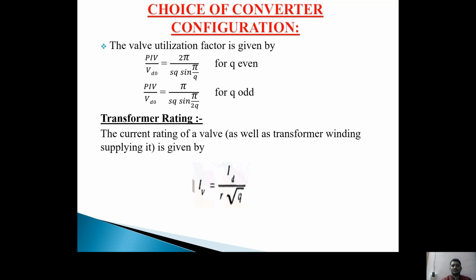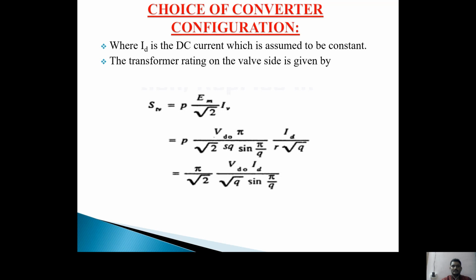Next, coming to the transformer rating, the current rating of a valve is given by Iv = Id/(R√Q), where Id is the DC current, which is assumed to be constant. Then the transformer rating on the valve side is given by Stv = P × (Em/√2) × Id. Rewriting the above equation, it is P × Vd0 × π/(√2 SQ sin(π/Q)) × Id/(R√Q).